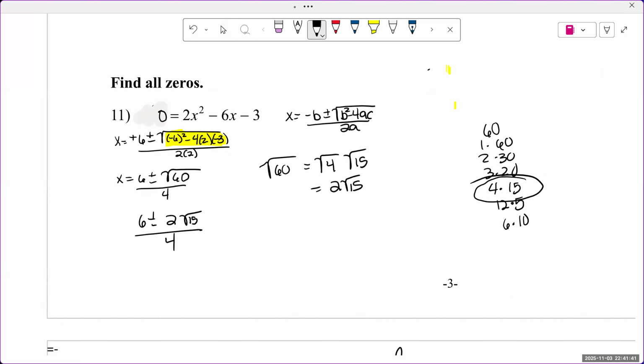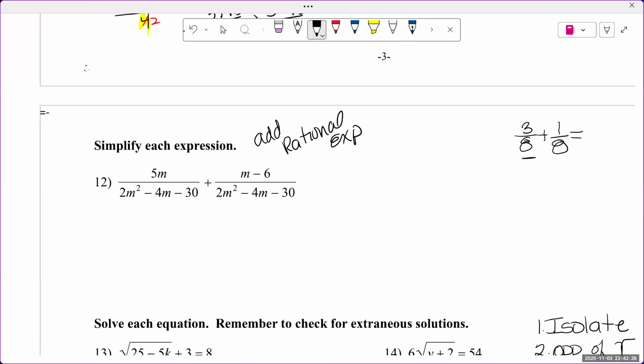You could either split this into two fractions, or notice that all three of the outside numbers are divisible by 2. Divide all of them by 2. And we get 3 plus rad 15 over 2 and 3 minus rad 15 over 2.